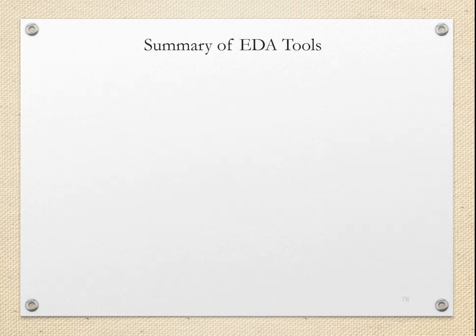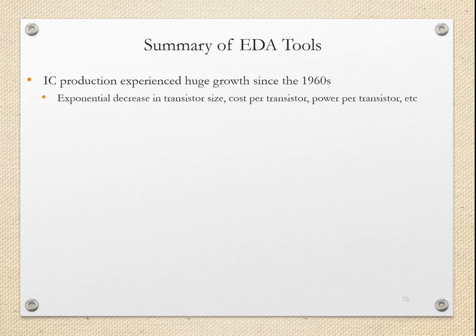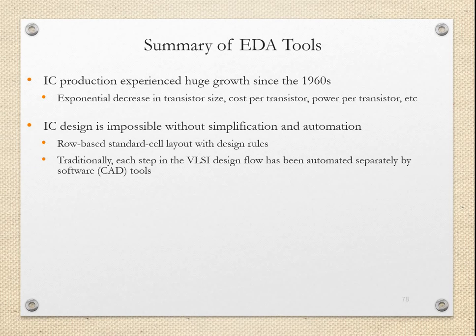So we have studied the details of these EDA tools. We'll just have a summary. IC production has experienced huge growth since 1960. The exponential decrease in transistor size, cost per transistor, and power per transistor resulted in that. IC design is impossible without simplification and automation. Row-based standard cell layout with design rules is mostly used.